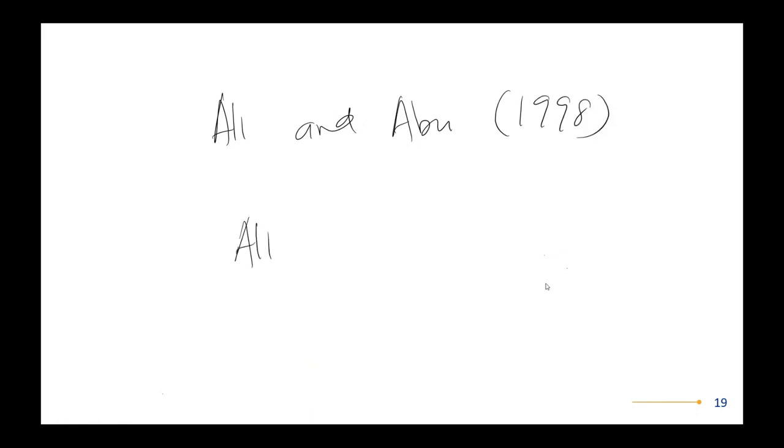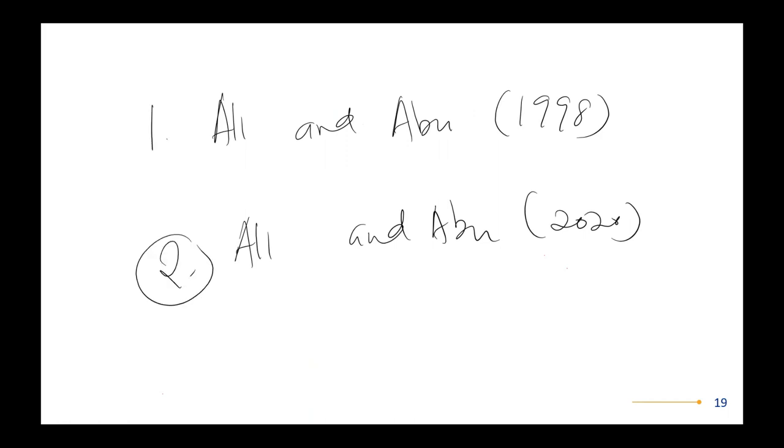Okay, next one. Let's say you have, I use Ali and Abu, easy. Ali and Abu, this is 1998. And then Ali and Abu, 2020. Now, when you list in the reference list, this one should come first. And then this one, number two, because you go by the year. If it's the same surname, you go by the year.